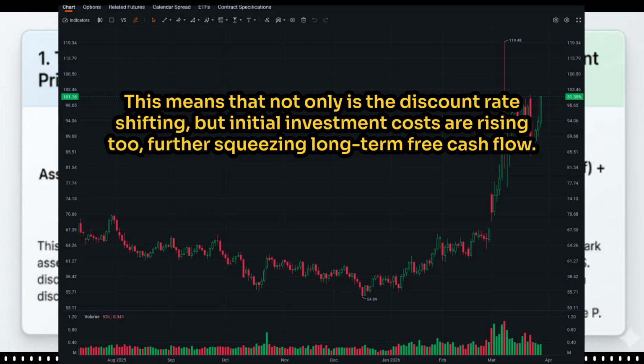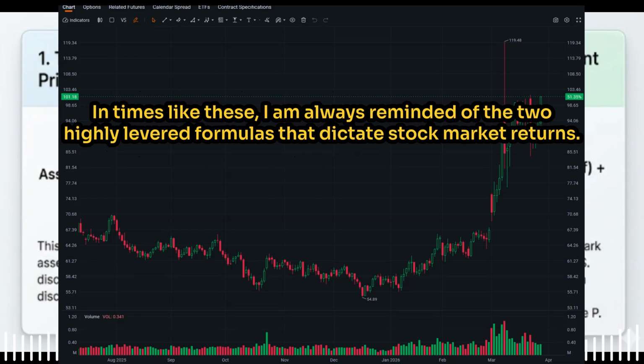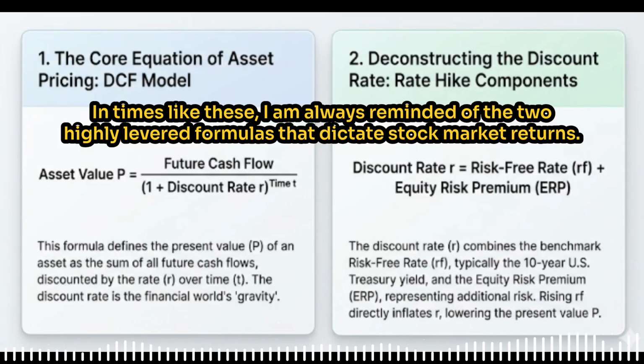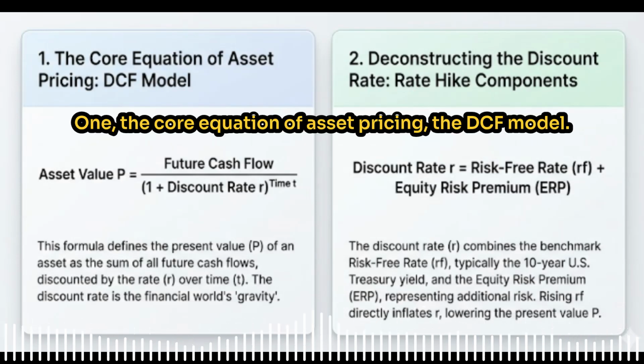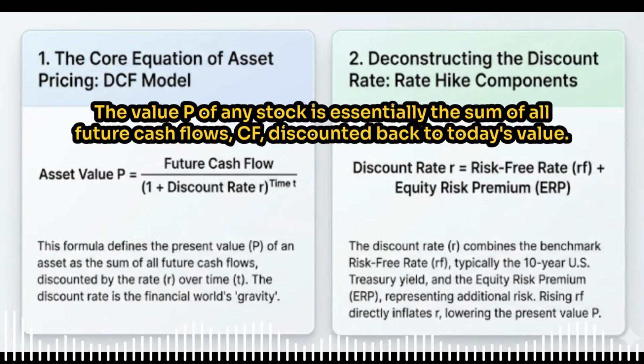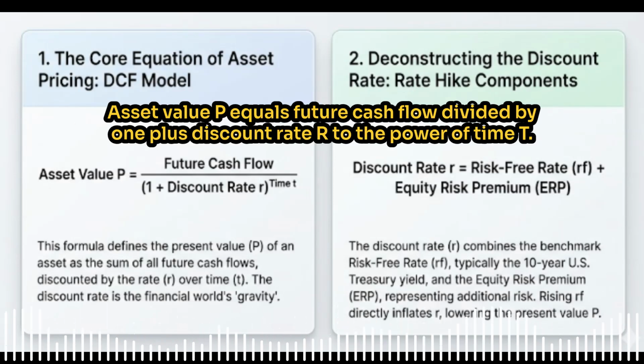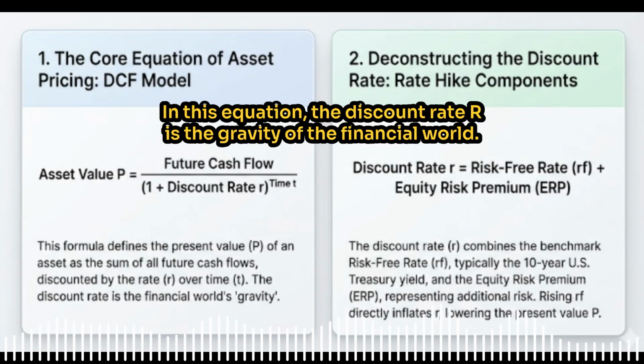In times like these, I am always reminded of the two highly levered formulas that dictate stock market returns. 1. The core equation of asset pricing, the DCF model. The value P of any stock is essentially the sum of all future cash flows, CF, discounted back to today's value. Asset value P equals future cash flow divided by 1 plus discount rate R to the power of time t. In this equation, the discount rate R is the gravity of the financial world.